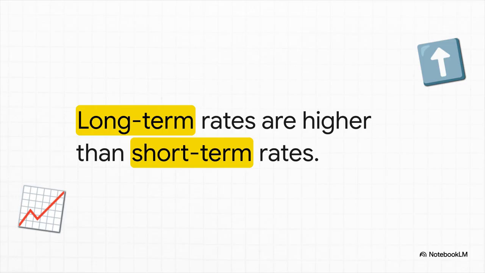Makes sense, right? Generally, the longer you have until a bond matures, the more interest rate risk and macroeconomic exposure you're taking on. So investors naturally demand a higher yield to compensate for that increased volatility over a 20-year horizon compared to, say, a 2-month horizon.